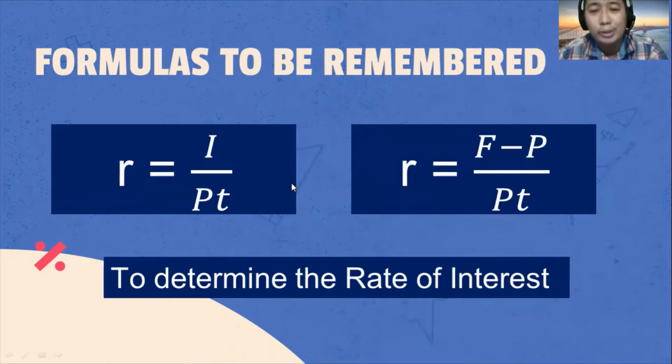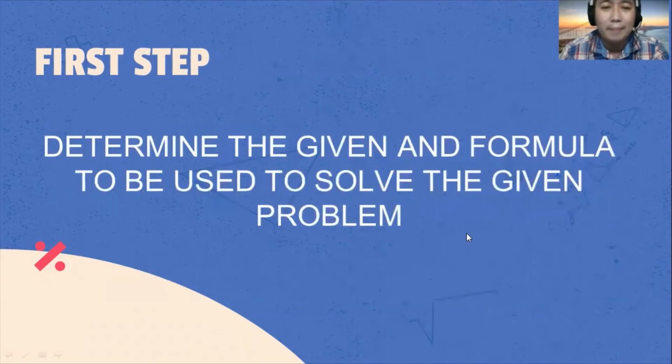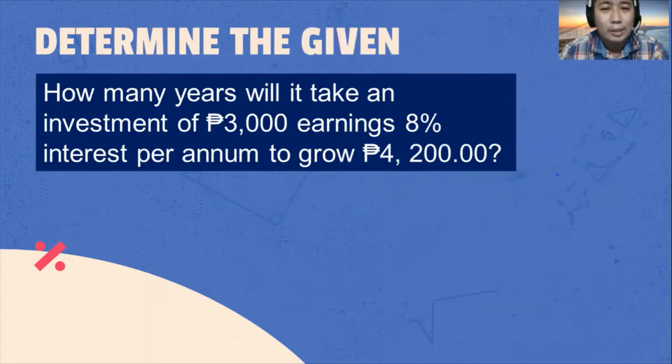So these are the formulas that we can use in order for us to solve the given problem. That means R is equal to I over PT, or R is equal to (F minus P) over PT. Final value or maturity value minus principal amount over the principal amount multiplied by time. Let's now identify first the given and the formula to be used in order for us to solve the problem.